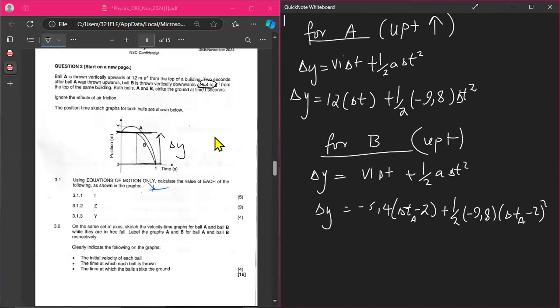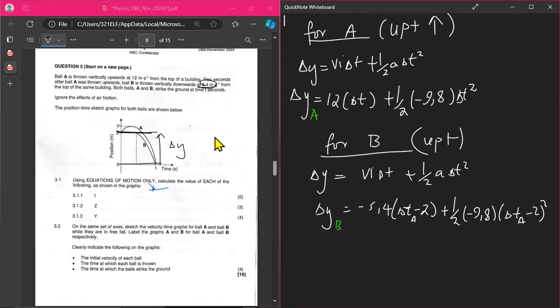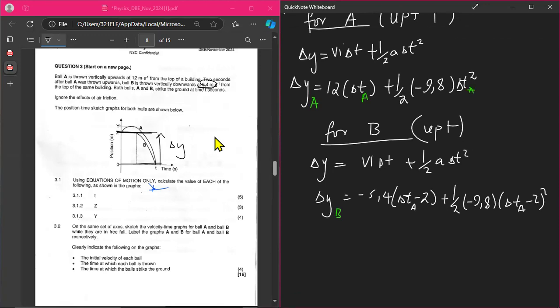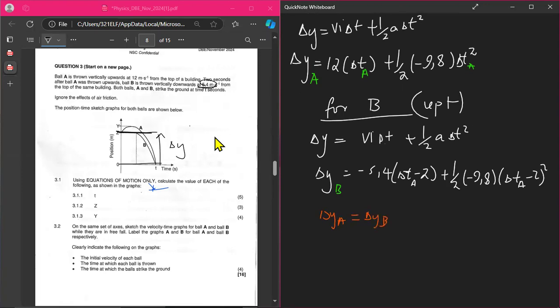Since they are thrown off the same height, this delta y for B is going to be equal to delta y for A. From there, I'll be able to solve for my time, which is delta t_A. That's the time that we're looking for. It's called T. So instead, I'm going to use the equations. I'll say delta y_A is going to be equal to delta y_B. They are thrown off the same height.